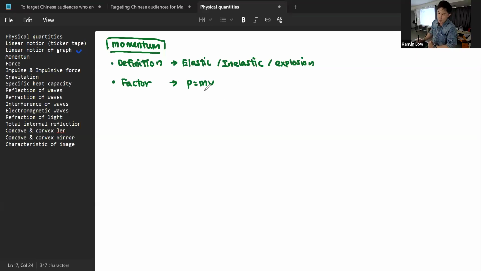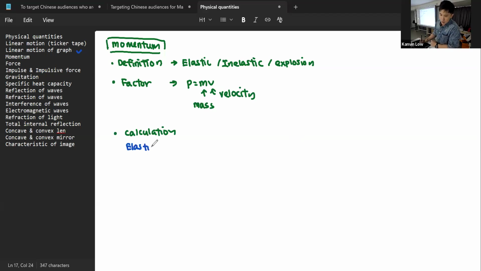As students, from the formula, we know these are the factors. So momentum will be affected by mass and also velocity. Then after that, again, it is about calculation. Remember all the formulas for elastic, inelastic, and explosion. Students, is it given? Please tell me all of them.